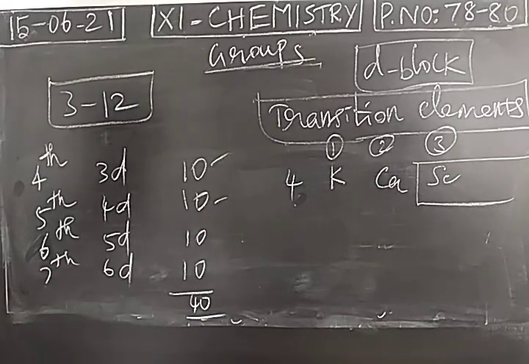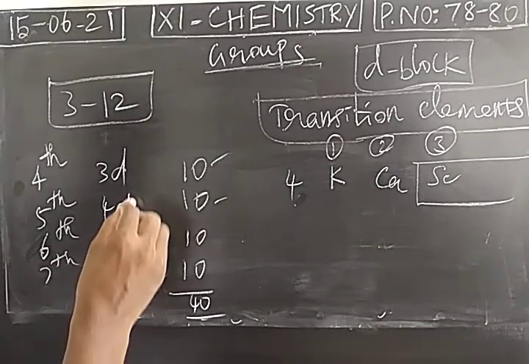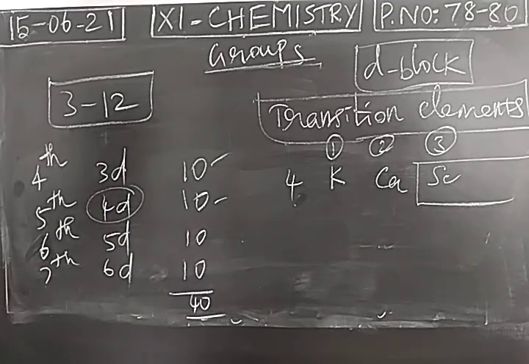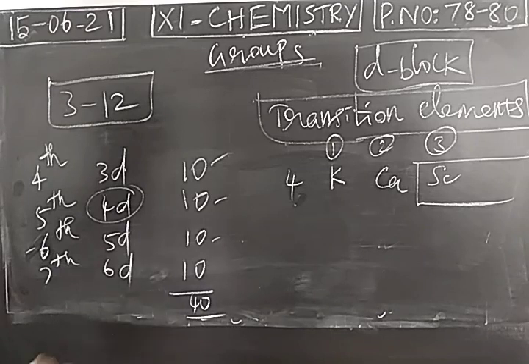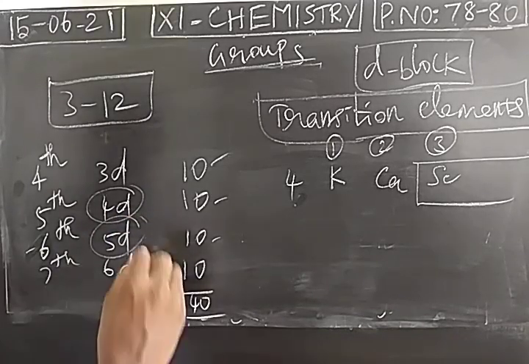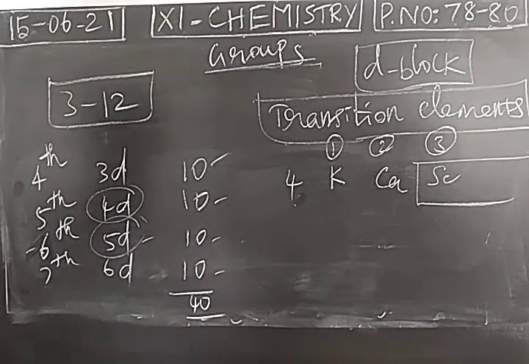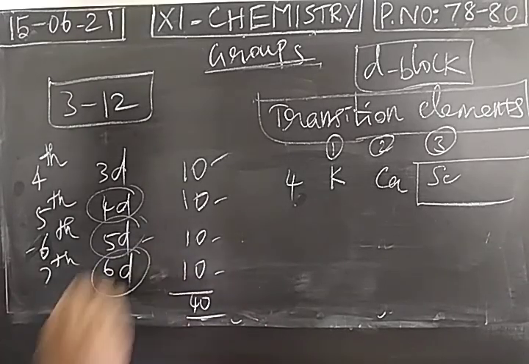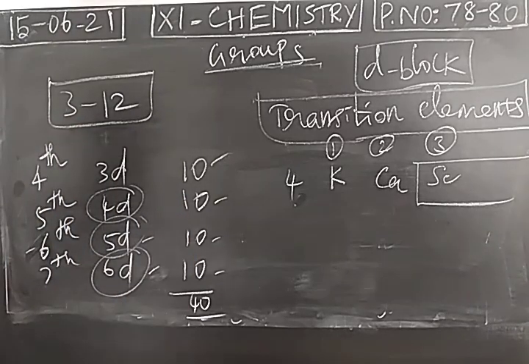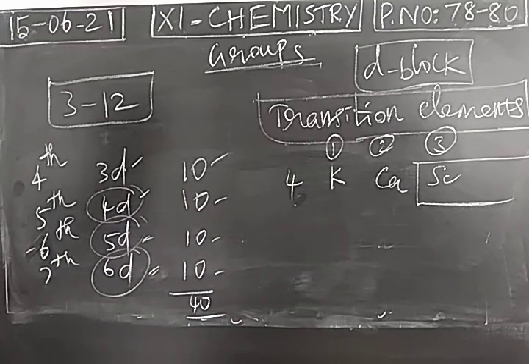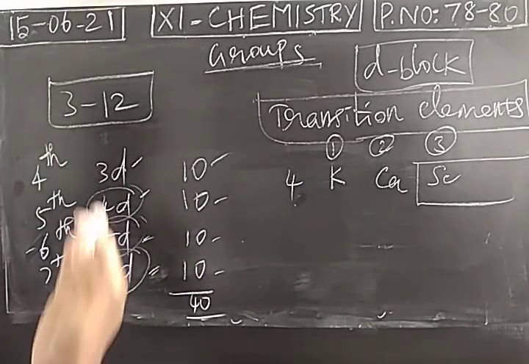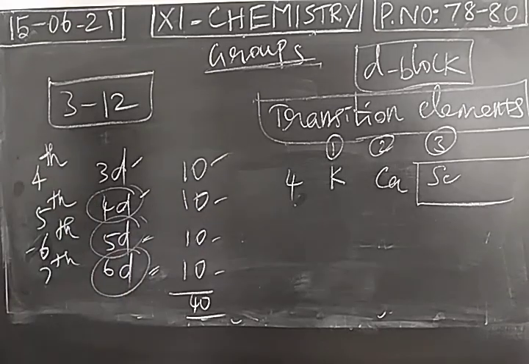10 elements in the fifth period have the last orbital as the 4D orbital. So this is the 4D series. And 10 more elements are present in the 6th period having outermost orbital 5D. So this is the 5D series. 10 elements are present in the 7th period having outermost orbital 6D. So it is called the 6D series. So there are 4 transition series: 3D, 4D, 5D, 6D. You can say first transition series, second, third, and fourth transition series also.